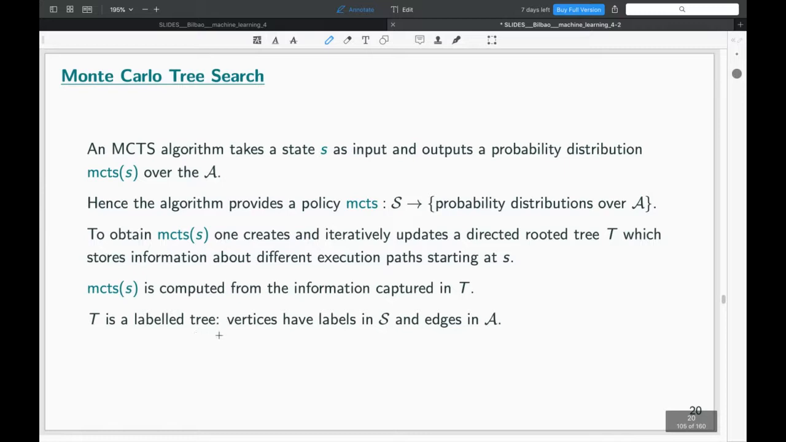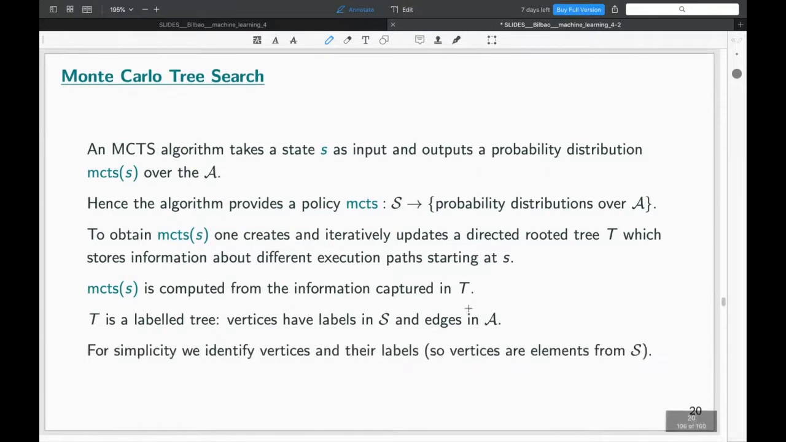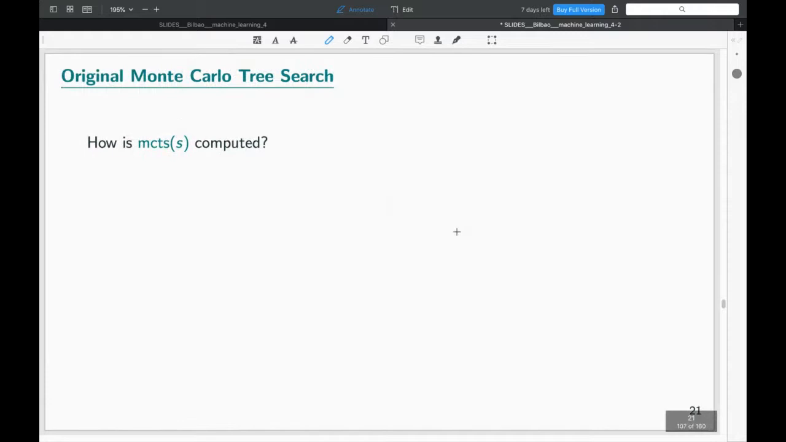The tree has labels: vertices have labels in the set of states, and the edges have labels in the set of actions. For simplicity, we will identify vertices with their labels, so we look at the vertices as states. Okay, so more detail. How do you compute the probability distribution given a state?